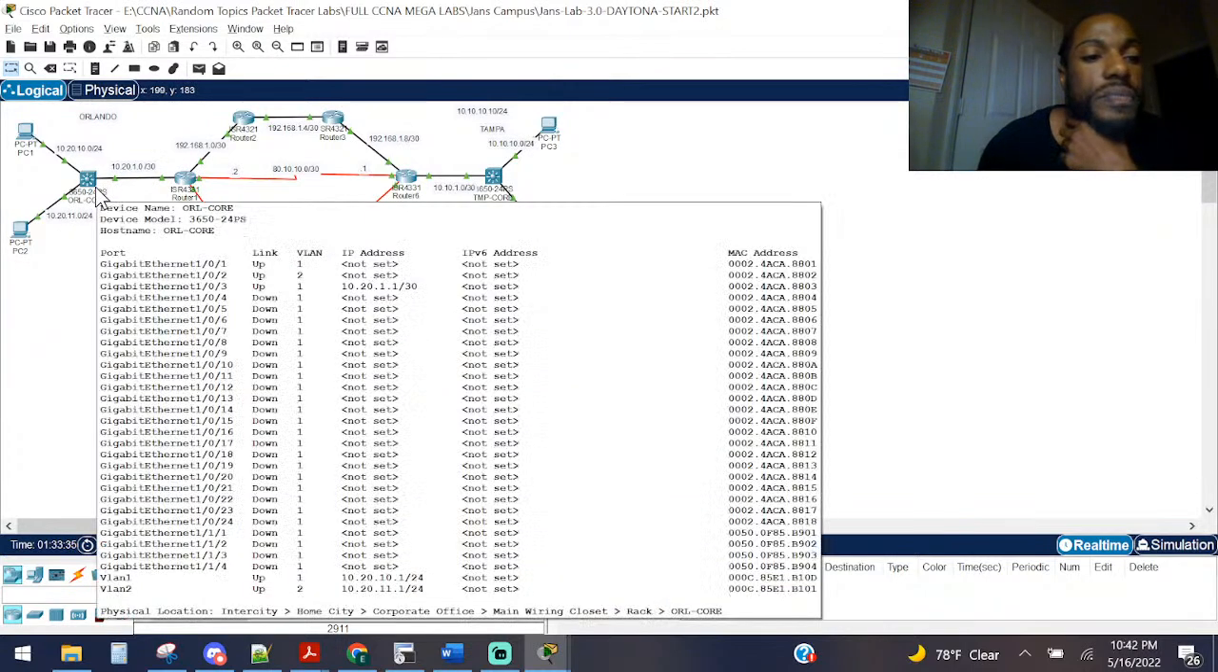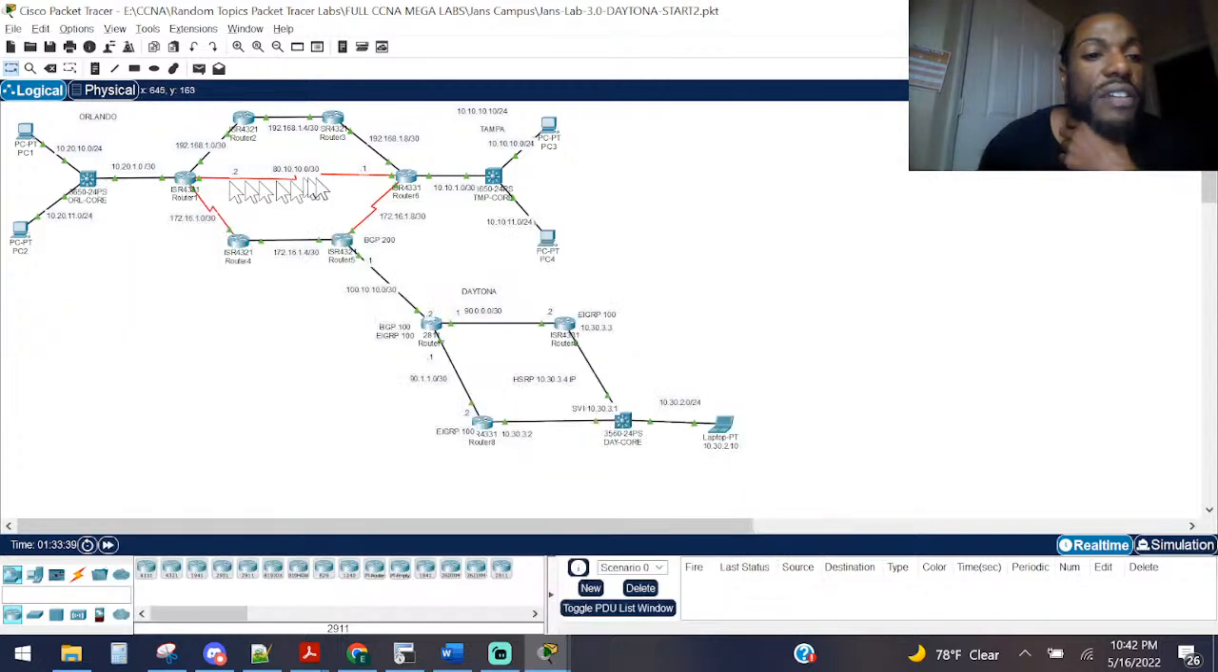So yeah, they probably take this primary route to get there. Let's see. So he can't... What's going on here? He can't ping that interface right there, 10.21.2. Why can't he do that?